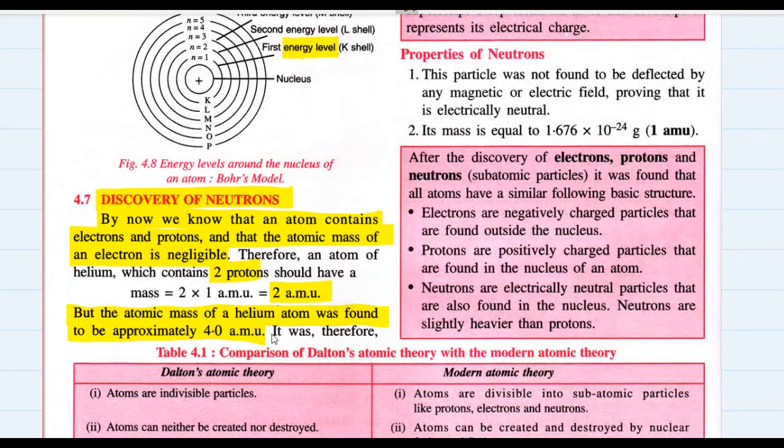Carbon was thought to have a mass of 6 atomic mass unit because it contained 6 protons. But when calculations were made, when research and experiments were conducted, carbon was found to have a mass of 12 AMU, which was double its assumed mass. So what was wrong? What was the problem?